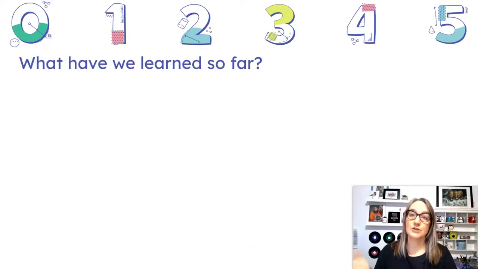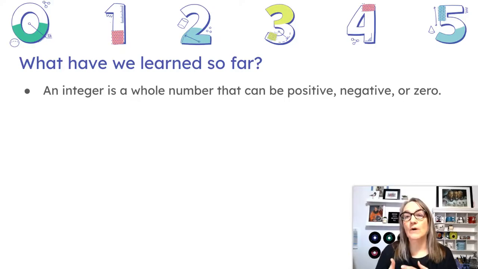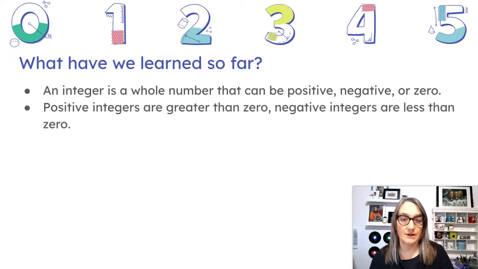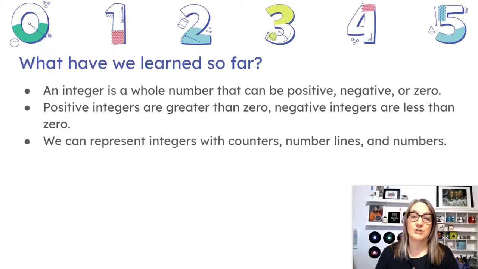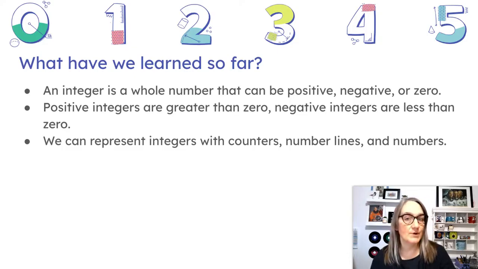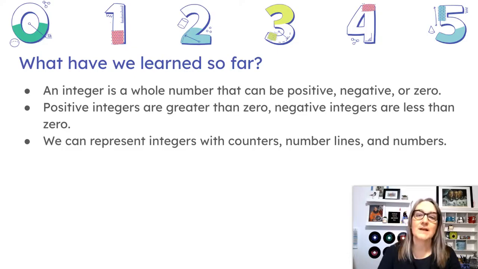Okay, so what do we already know about integers? Well, we know an integer is a whole number, and that means that it's not a fraction or a decimal. And we know that integers can be positive or they can be negative, and integers can also be zero. So zero is an integer. Positive integers are greater than zero, and they are to the right of zero on the number line. Negative integers are less than zero. They are to the left of zero on a number line. We can represent integers with counters, yellow for positive, red for negative, number lines, and just with numbers themselves.